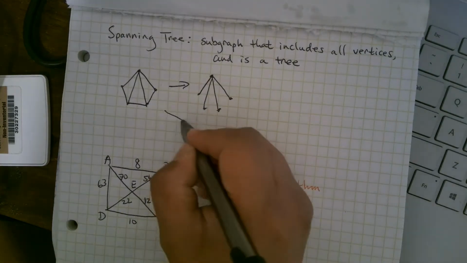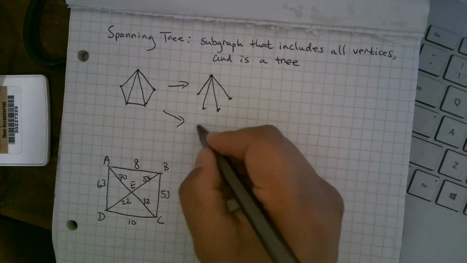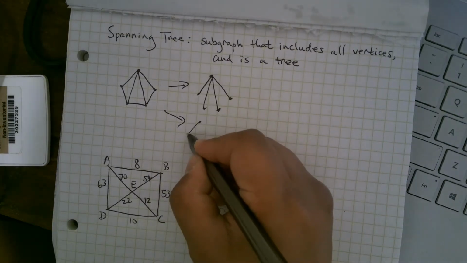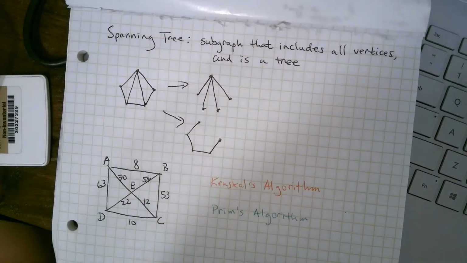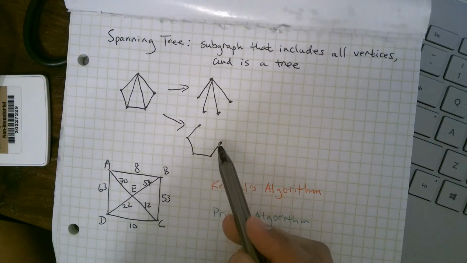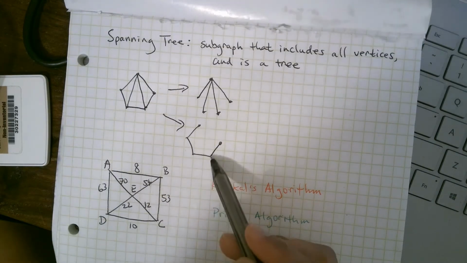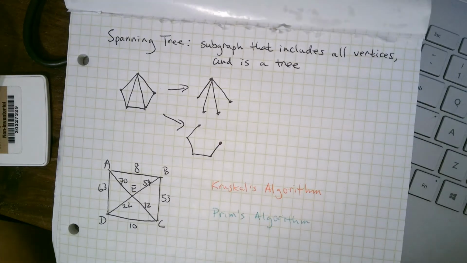And then here's another one. It can look very different. We can maybe just go around like this. We've now included all the vertices, and this is a tree. A chain is certainly a tree. Okay, that's a spanning tree.